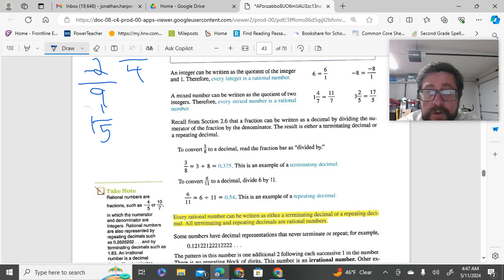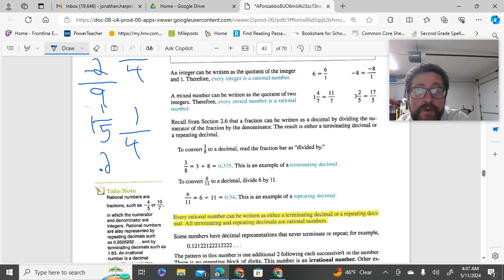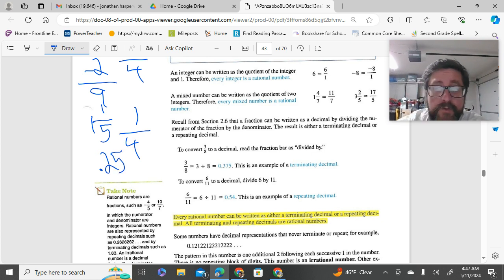Recall from section 2.6, a fraction can be written as a decimal by dividing the numerator of the fraction by the denominator. So basically 1/4 is 1 divided by 4, which would equal 0.25. You can figure that out with your calculator.